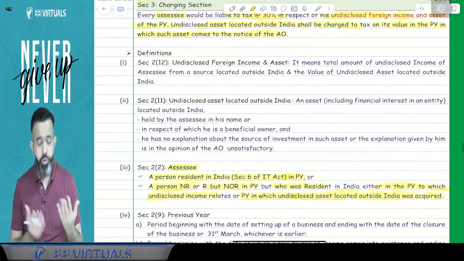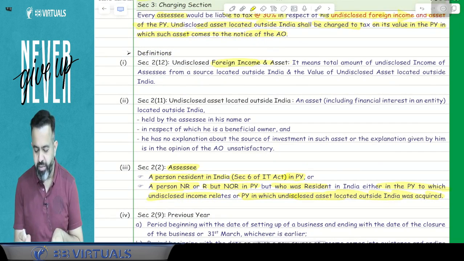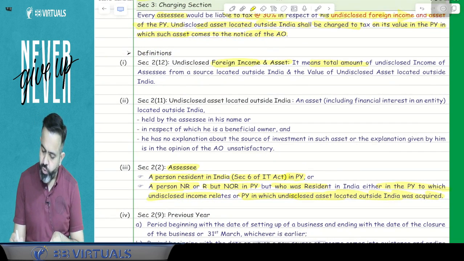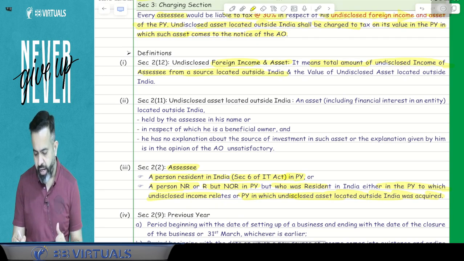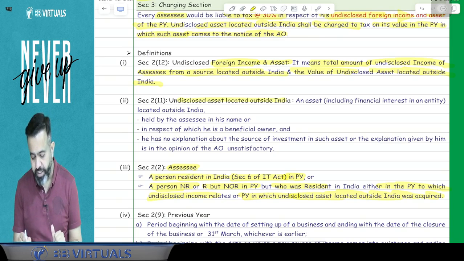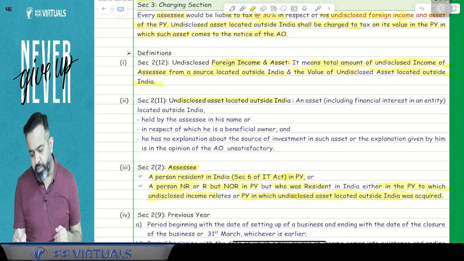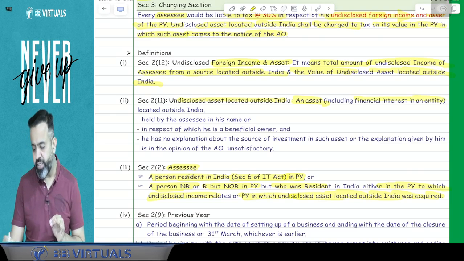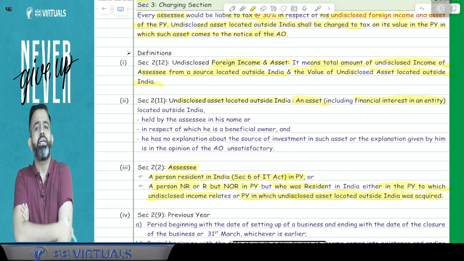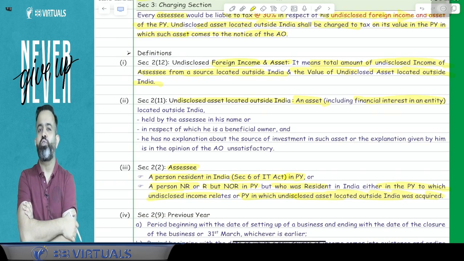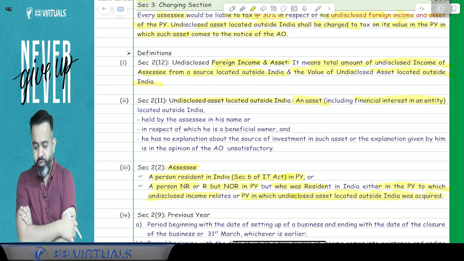Now what do you mean by undisclosed foreign income or asset? It means the total amount of undisclosed income of the assessee from a source located outside India and the value of undisclosed asset located outside India. Now what does undisclosed asset located outside India mean? Suppose you are having any asset including financial interest in any entity. Financial interest in any entity means, suppose I am having shares of Microsoft, or shares of Apple Inc., or shares of any foreign company like Google. That is called financial interest.